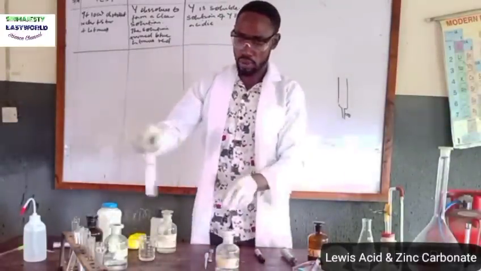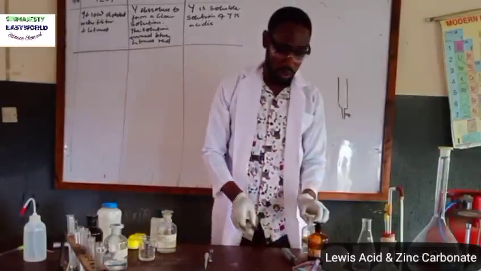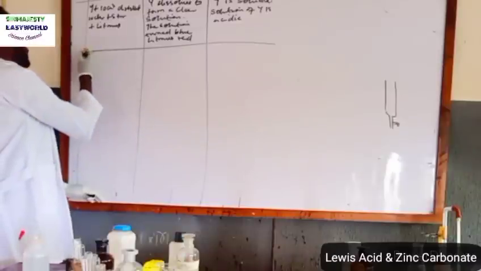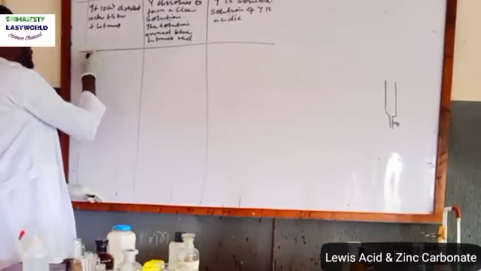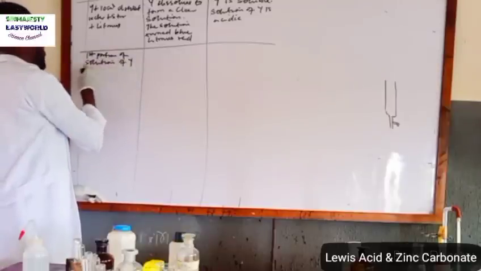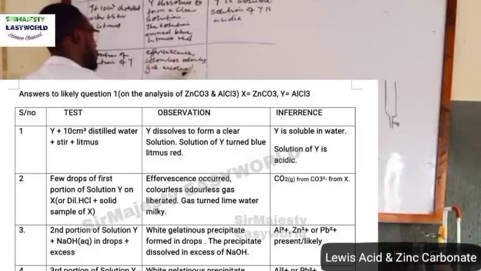So what do I do? I'll now go to the board. It should be in your answer scripts for you. But here, I'll record on the board. I've done two things. I didn't record. The first one is just first portion of solution of Y plus X. What happens is there will be what? Effervescence, colorless, odorless gas evolved. Gas turned lime water milky.